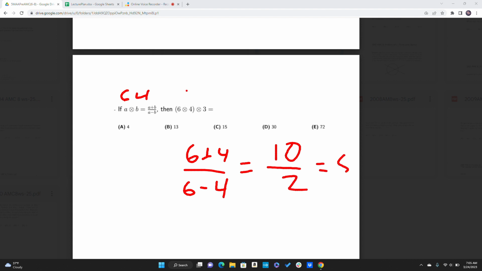So now we have 5 symbol 3, where 5 is like A and 3 is like B. So 5 plus 3 over 5 minus 3, which is 8 over 2. That is 4 as our answer.